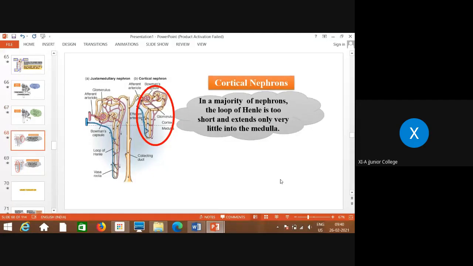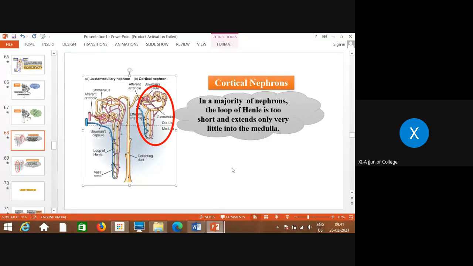juxtamedullary nephrons. So for cortical nephrons, here you can see this is the cortical region, this is the medullary region. When you take the LS of kidney, the Malpighian corpuscle along with PCT, DCT, and most of the loop of Henle are included in the cortical region. In the majority of nephrons, the loop of Henle is too short and extends only a very little into the medulla. Most of it is present in the cortex only. Such nephrons are called cortical nephrons.